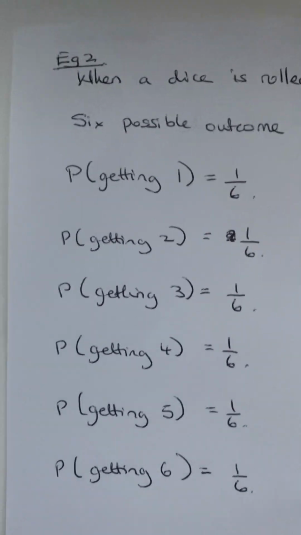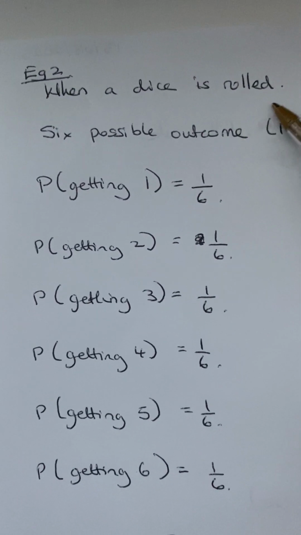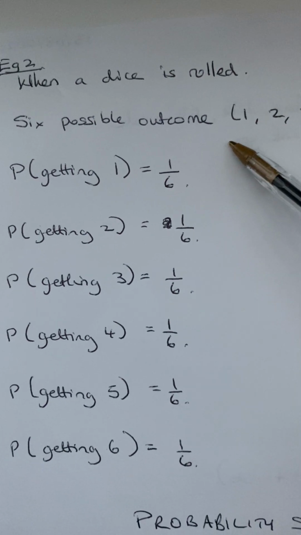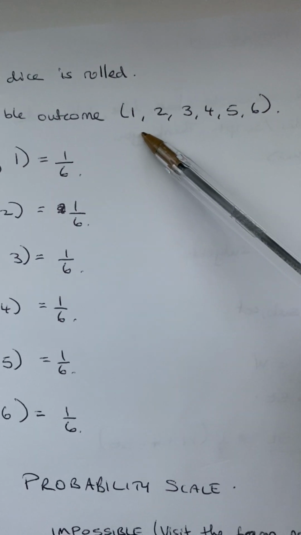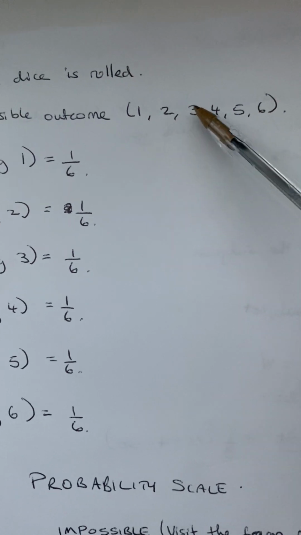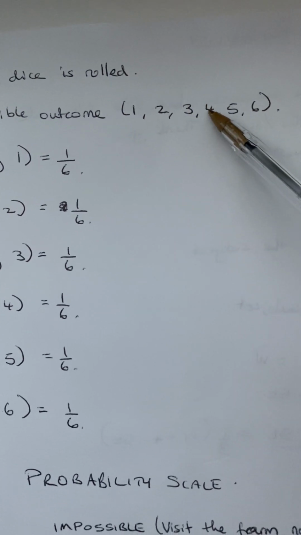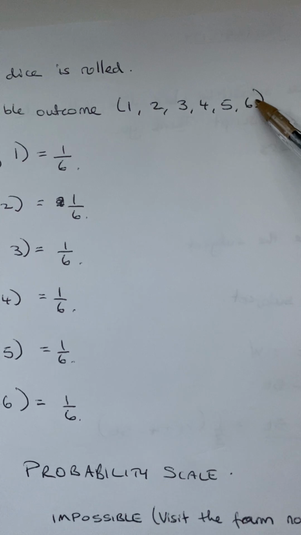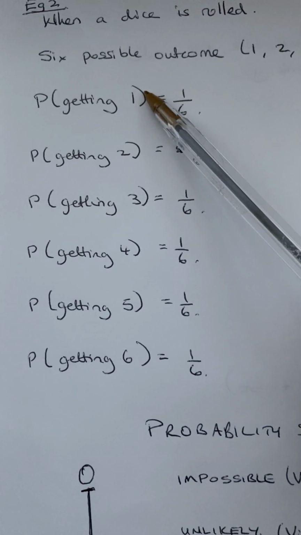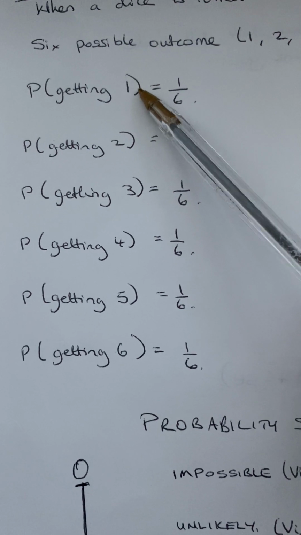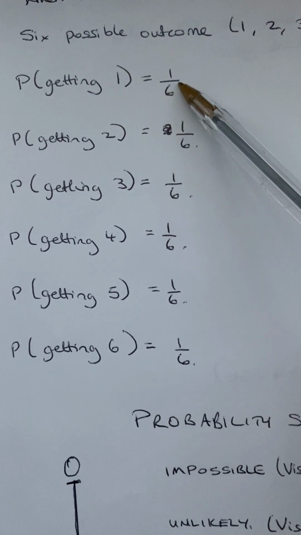Now, example 2. When you roll a dice, you have 6 possible outcomes. You can either get a 1 or 2, 3, 4, 5, or 6. Okay? So the probability of rolling a die and getting a 1 is 1/6.